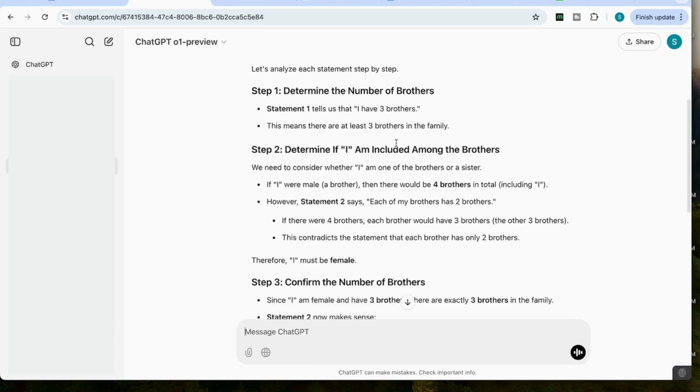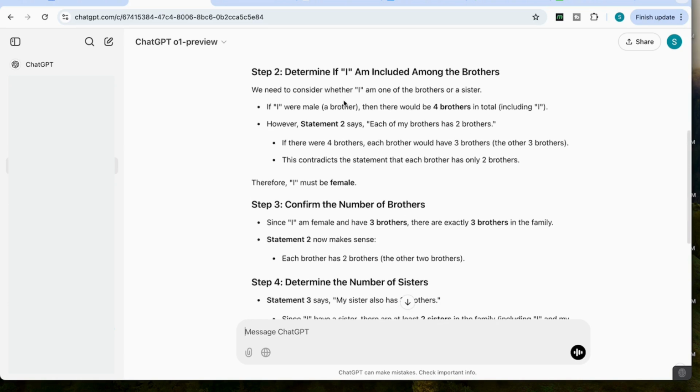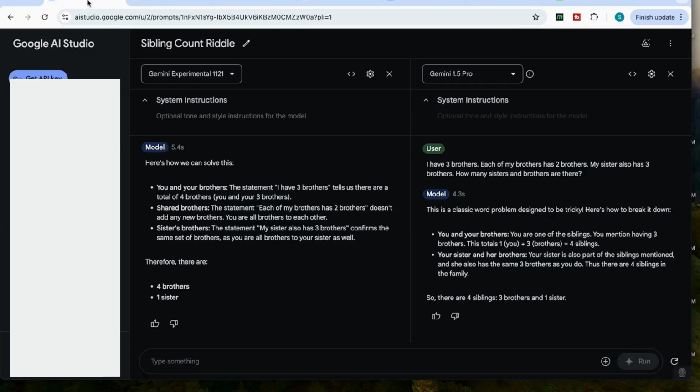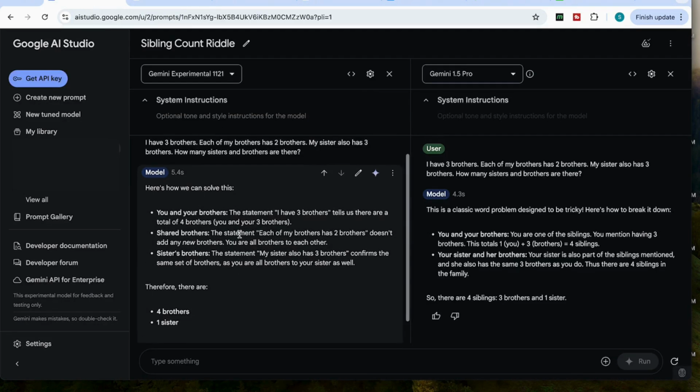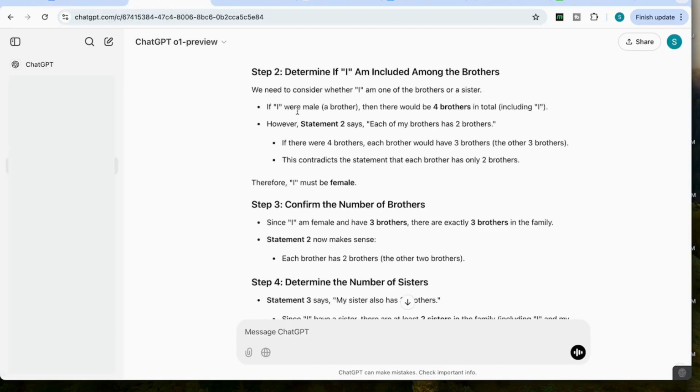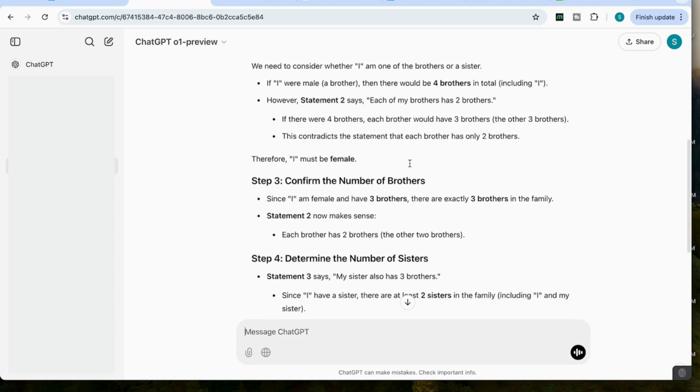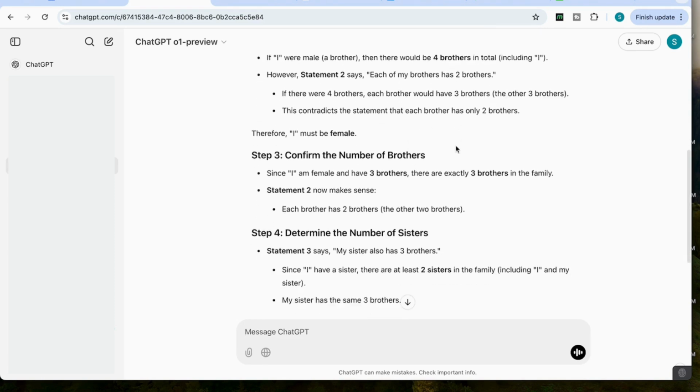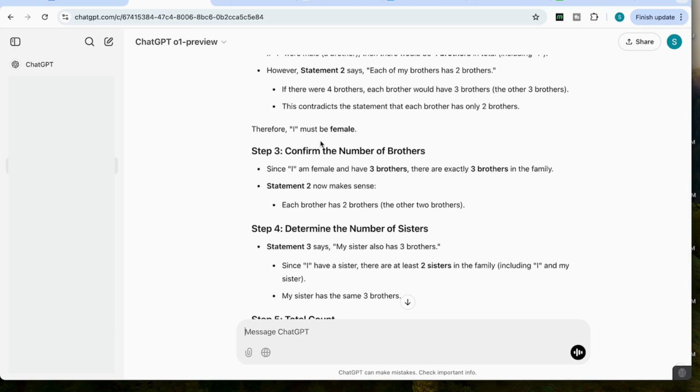Determine the number of brothers. So statement one tells us I have three brothers. This means that there are at least three brothers in the family. Determine if I am included among the brothers. So now it's bringing in the I factor, which was completely ignored by the Gemini model. So we go back to this and it says, if I were male, a brother, then there would be four brothers in total. However, statement two says each of my brothers has two brothers. If there were four brothers, each brother would have three brothers. This contradicts the statement that each brother has only two brothers. Therefore, I must be female. And it's derived that actually this problem is, in fact, looking at it from a female perspective.